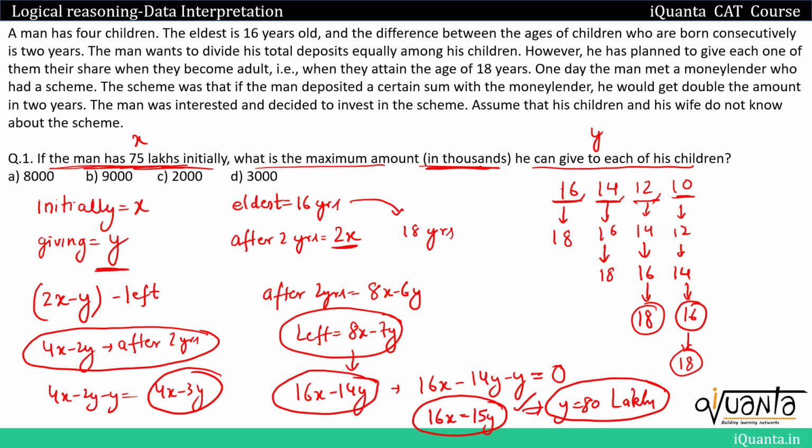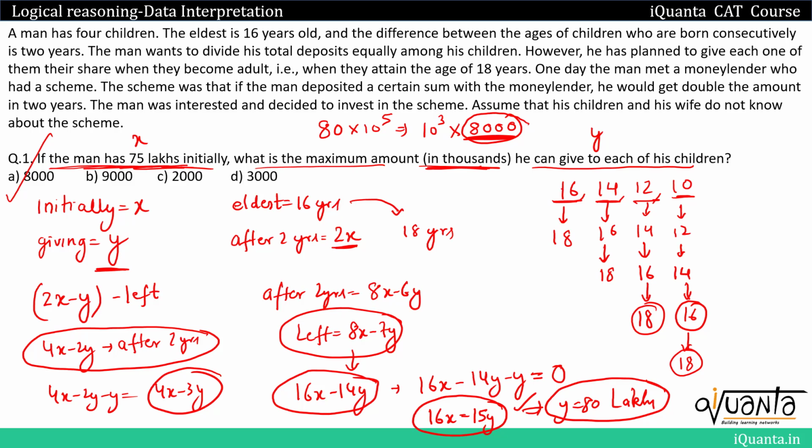That means 80 lakhs will be the money given to each and every child. So now we have to express 80 lakhs in thousands. 80 lakhs is nothing but 80 into 10 to the power 5. When we express it in thousands, we'll be keeping 10 to the power 3 separate, because 10 to the power 3 is 1000. We'll be getting 8,000. So in thousands, 80 lakh means 8,000 thousands. So 8,000 will be the correct answer to this question. Let's solve the next question now.